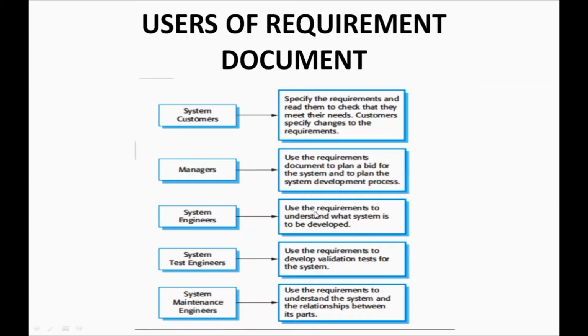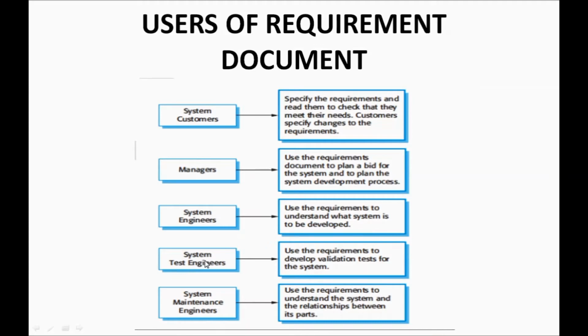Next, system engineers also use the requirement document. They use it to understand what system is to be developed. If they know the requirement, they can easily understand what type of software they have to develop. If it's bank software, when they read the requirement, they will understand, oh, we have to develop bank related software. If it's school related software, when they read the document, they will understand, oh, it is education related software, like that.